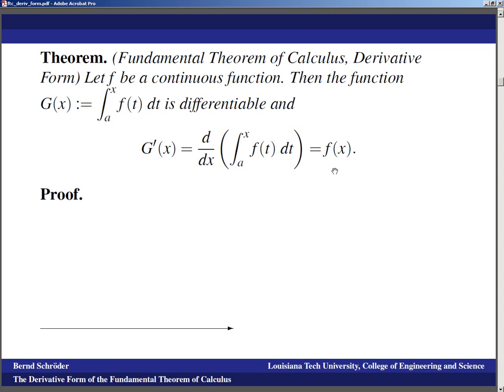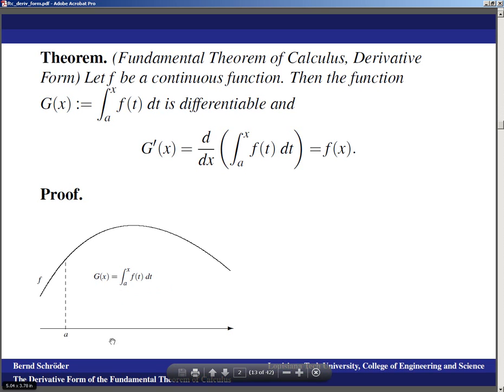So, proof. Well, look at our function. We'll do this graphically. Here's our function f. We have that our function g is this integral that starts from a fixed starting point to x of f of t dt. It starts at a, so that the function g of x just gives you the area from this a to this x. Okay, so now what happens when x changes from x to x plus dx? Well, then the area changes by something that is approximately this little rectangle here.